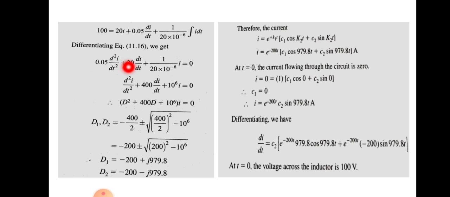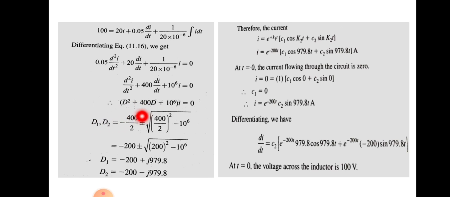So we can rearrange this equation by dividing all the terms by 0.05. So the first term will become d square I by dt square. The second term will become, when we are dividing by 0.05, 400 into di by dt. And the third term will give 10 raised to 6 into I equal to 0. This is simple mathematics, we are dividing each term by 0.05. So this is a linear differential equation. So we can write this equation as d square plus 400d plus 10 raised to 6 into I equal to 0. So we have to find out the values of d1 and d2.